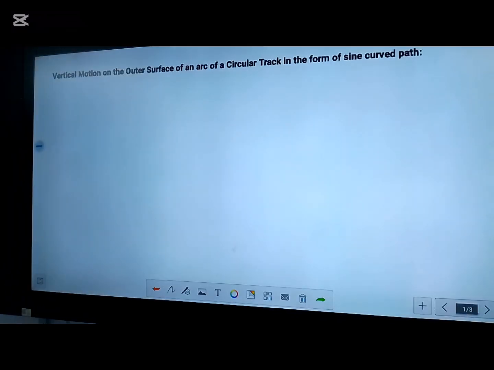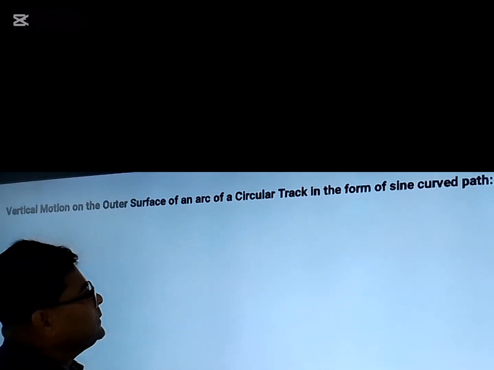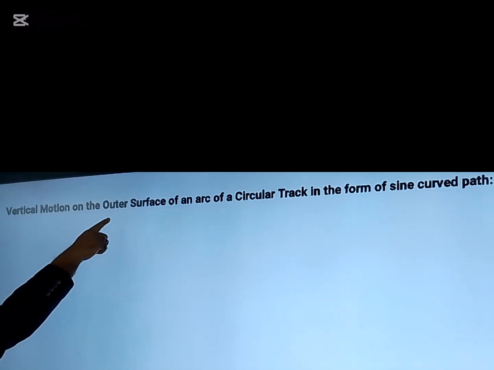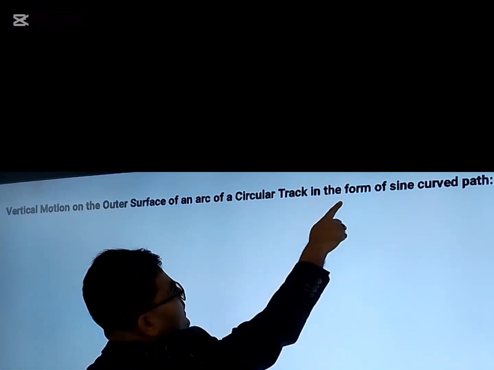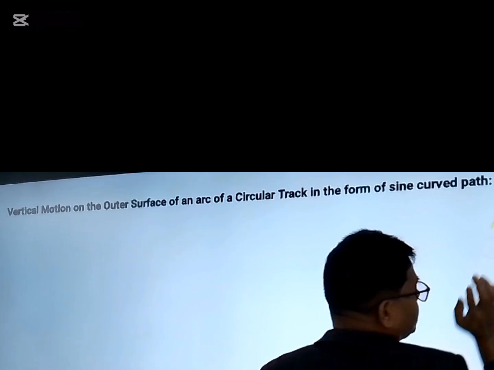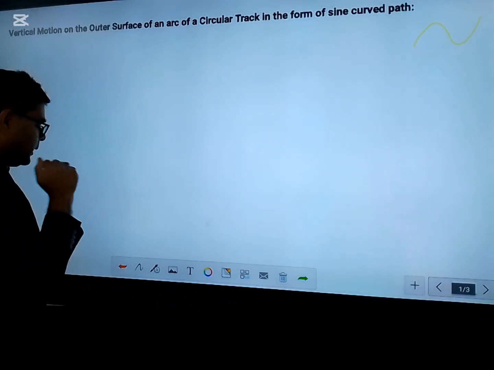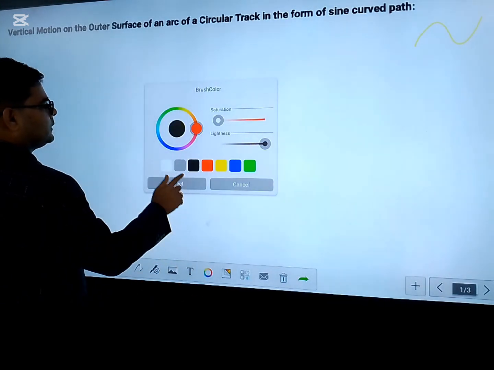So today I am going to discuss a topic from vertical circular motion. You can see it in a bit different form of vertical circular motion. Here I am going to discuss vertical motion on the outer surface of an arc of a circular track in the form of a sine curve. Sine curve means something like that. Okay? Alright. So let's now see.